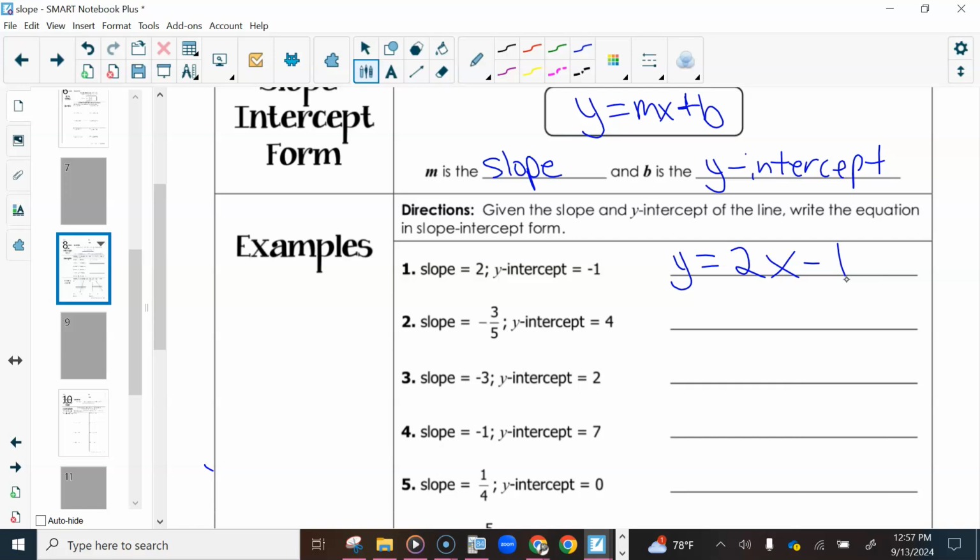Did you figure out? Yeah. Okay. So then how would we write the second one? Y equals negative 3/5 x plus 4. So always make sure that you have a y, that you have an equals, that you have an x. Here we go.